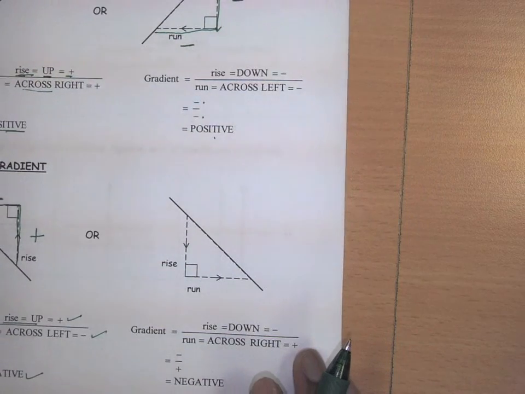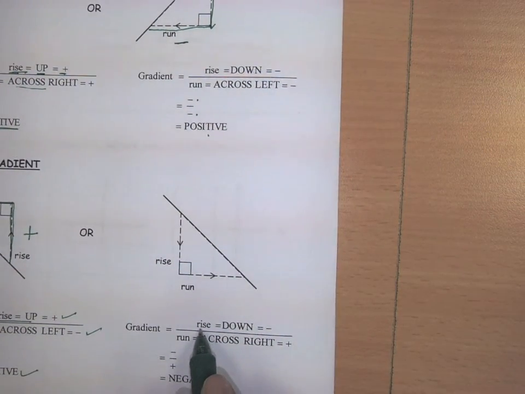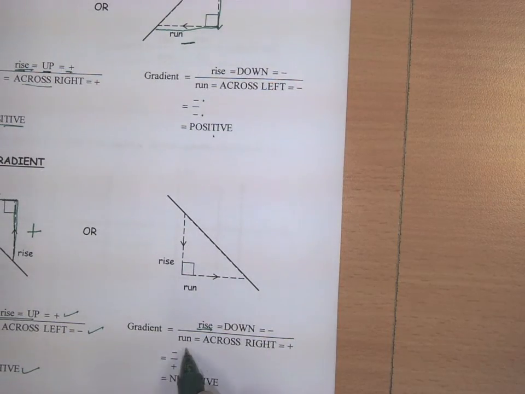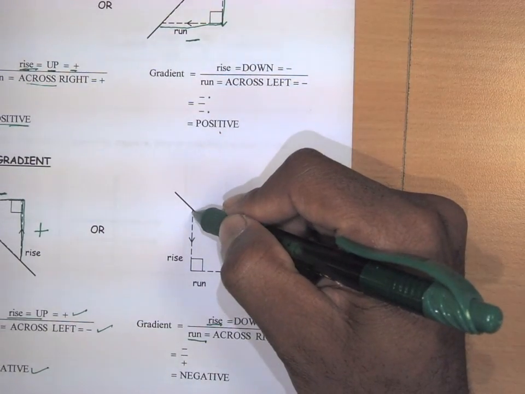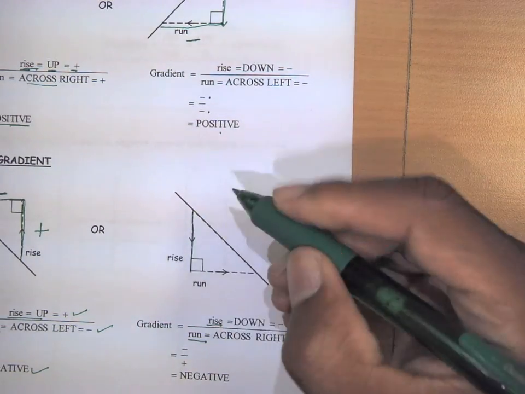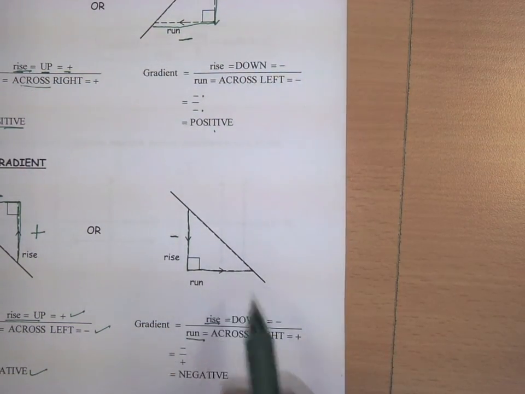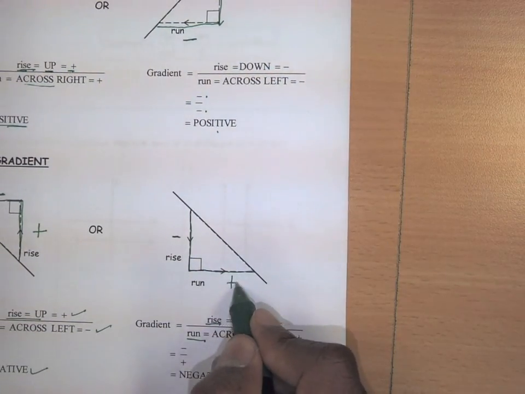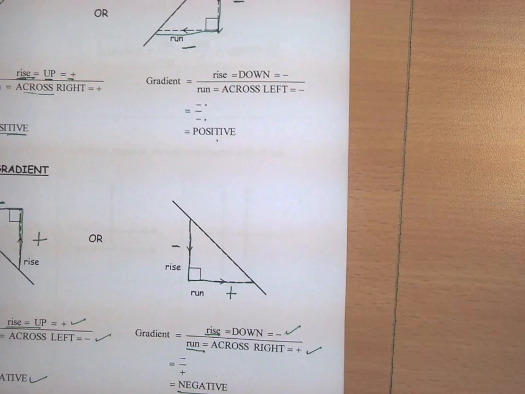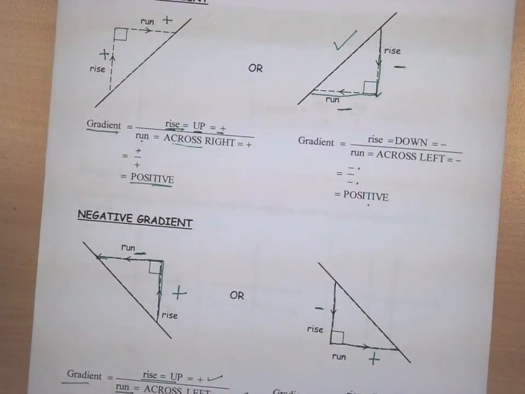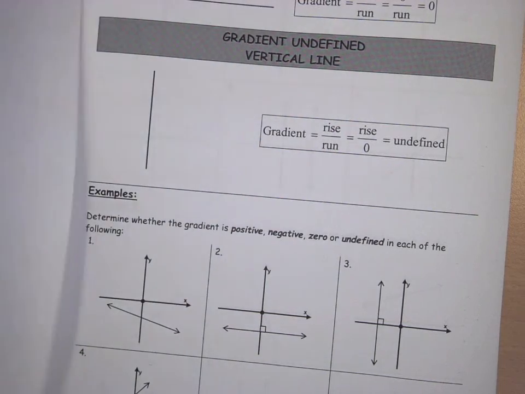Or we can get a negative gradient which looks like this also, where the definition is still rise over run, okay? We have to go rise, we're going down, which is negative, run, which is what? Positive. Negative over a positive, which is negative. So this is a negative gradient. Okay, so this is on page 6. So now we look at page 7.